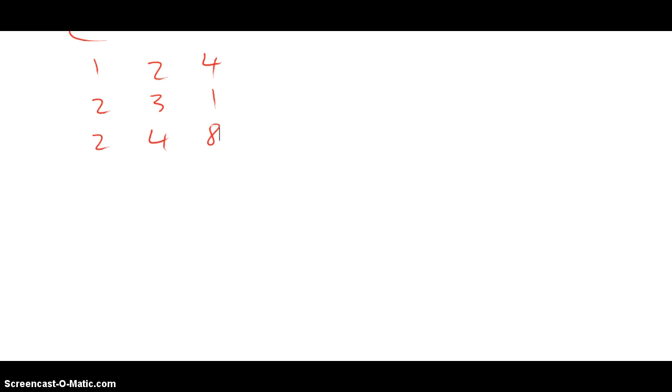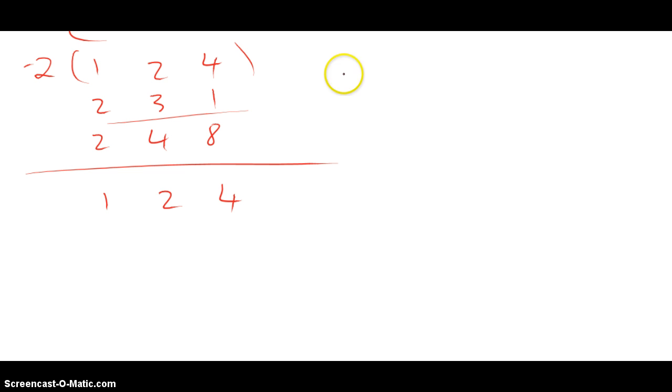Next, what can I do? Well, I am going to do this one times negative 2 plus the one below it. So I'm going to leave the 1, 2, 4 on top, and I'm going to multiply by negative 2 plus this row. In other words, negative 2 times row 1 plus row 2. That's what I'm doing. So that's going to give us a 0, and then negative 2 times 2 is negative 4 plus the 3 is negative 1, and then negative 8 plus 1 is negative 7.